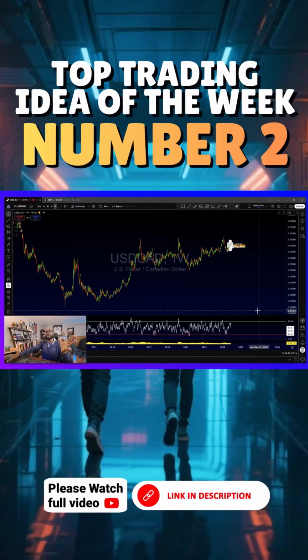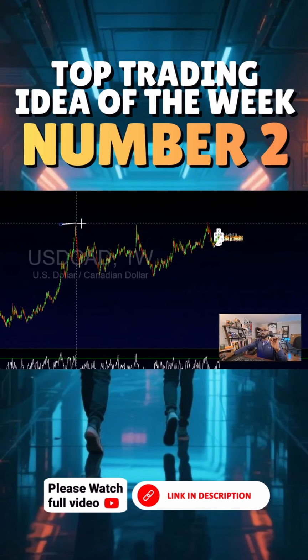triangle type of pattern. It's not the greatest looking triangle in the world, but at the end of the day, we've had 3 equal highs, right? High, high, high. We have not been able to really break out from those highs.